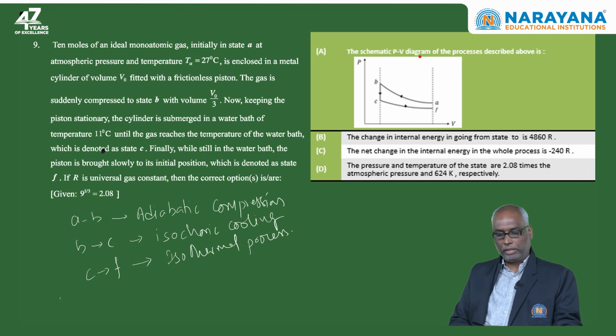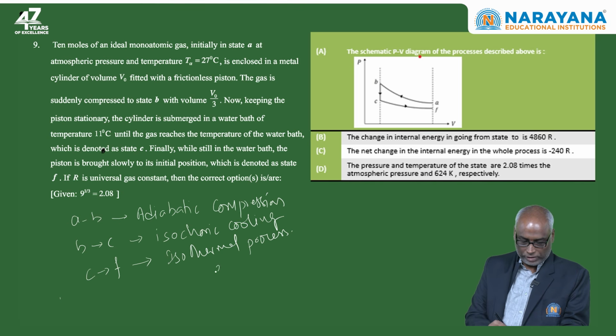Now, he is saying the schematic PV diagram of the process described above is this. You can see from A to B it is adiabatic compression, volume is decreasing, so pressure will increase obviously. So, the graph can be from A to B. From B to C it is isochoric cooling, volume should remain constant. When temperature is decreasing, obviously pressure will decrease. So, from B to C pressure will decrease as well as temperature will decrease. And from C to F, what is happening? It is an isothermal process, and during this process the temperature is kept constant and the volume is increased. So, it is an isothermal expansion.